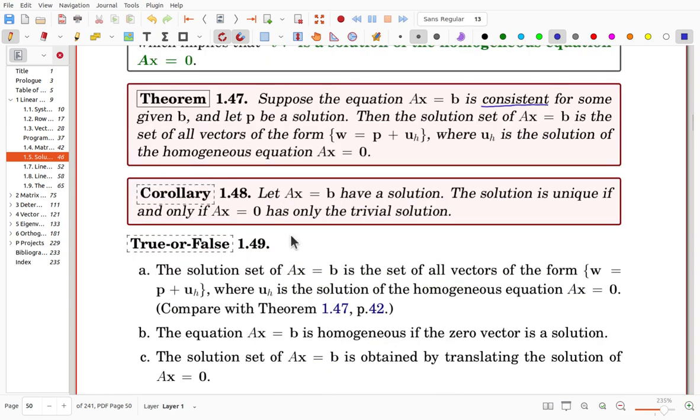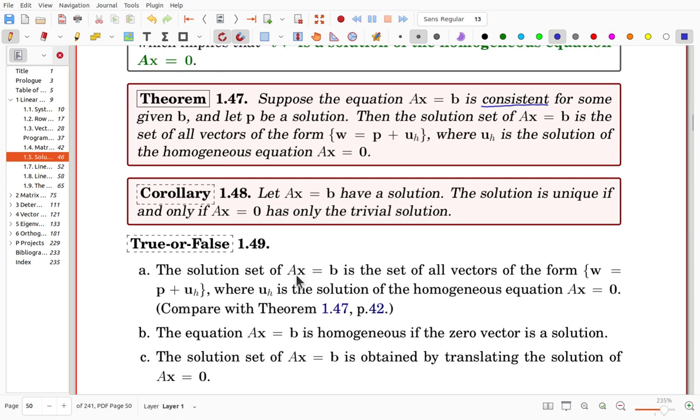So we have a corollary. If Ax equals b has a solution, then the solution is unique if and only if the corresponding homogeneous system has only the trivial solution. Because the general solution is made in this way: a constant vector plus the solution from the homogeneous equation. Right?